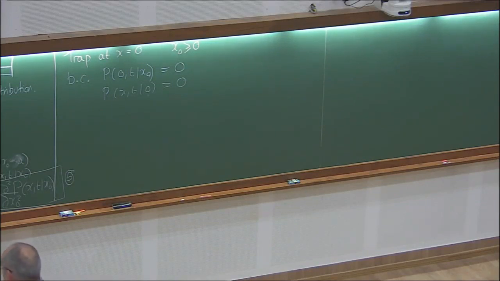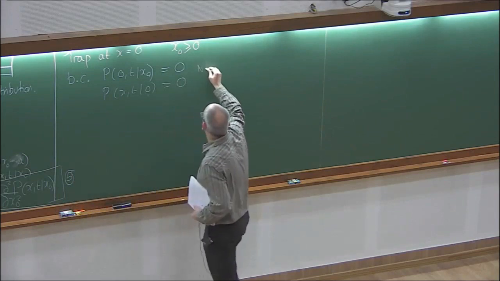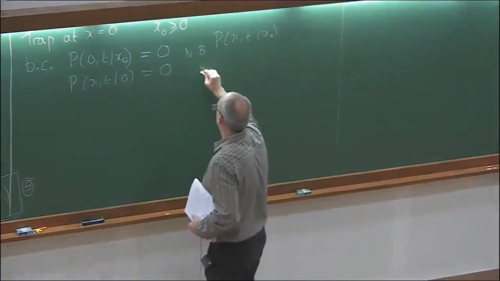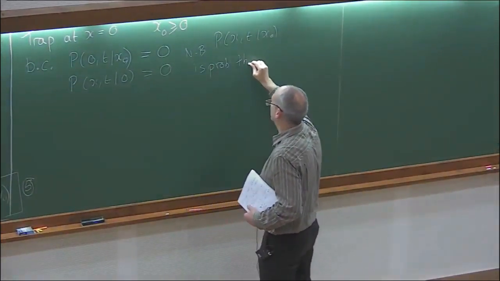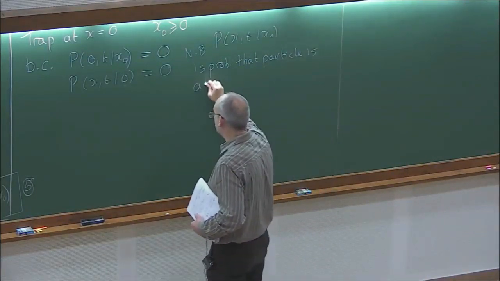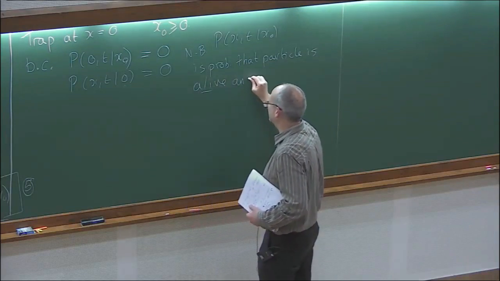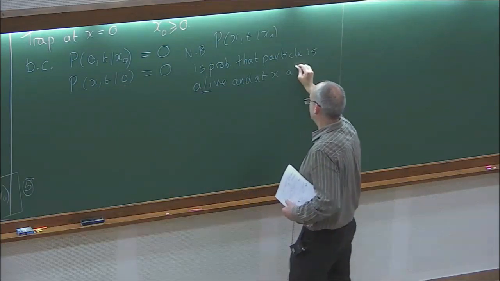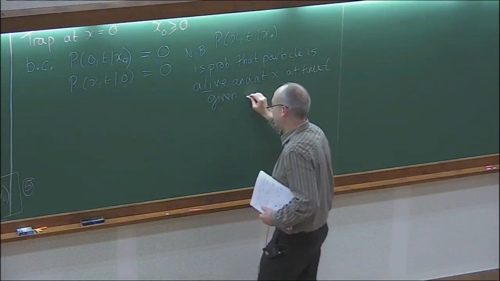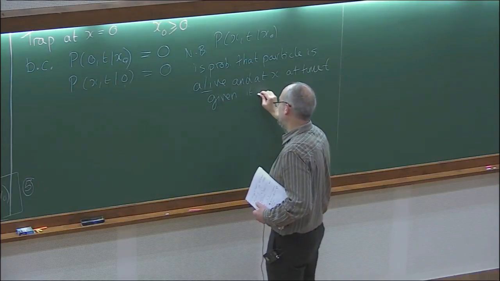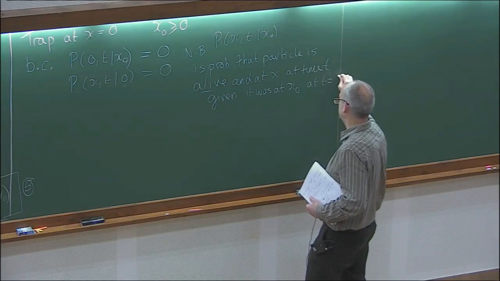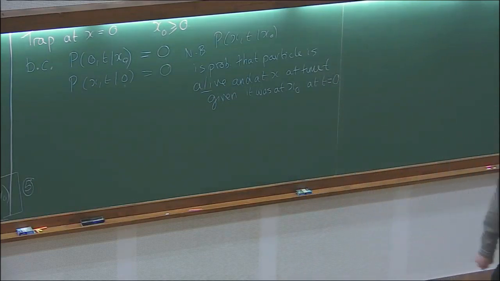So maybe I should write this. NB, so P(x, t | x naught) is the probability that the particle, it's a joint probability really, that it's alive and at x at time t, given it started at x naught at t equals 0. Hopefully that's clear. Is that clear now?